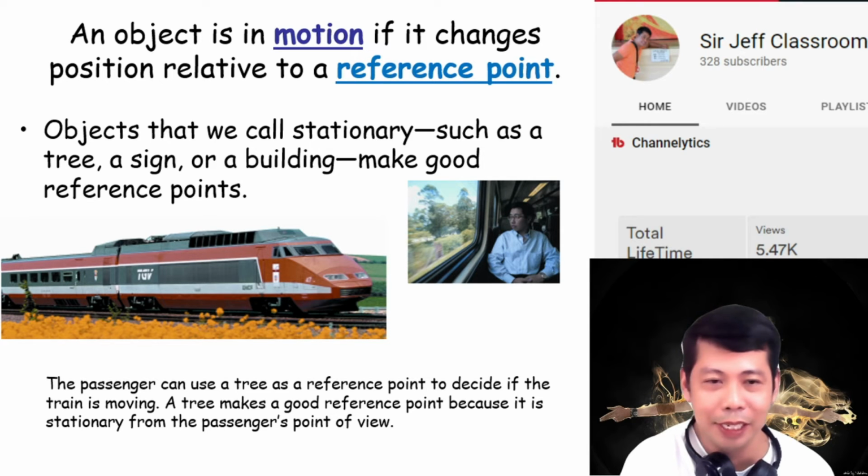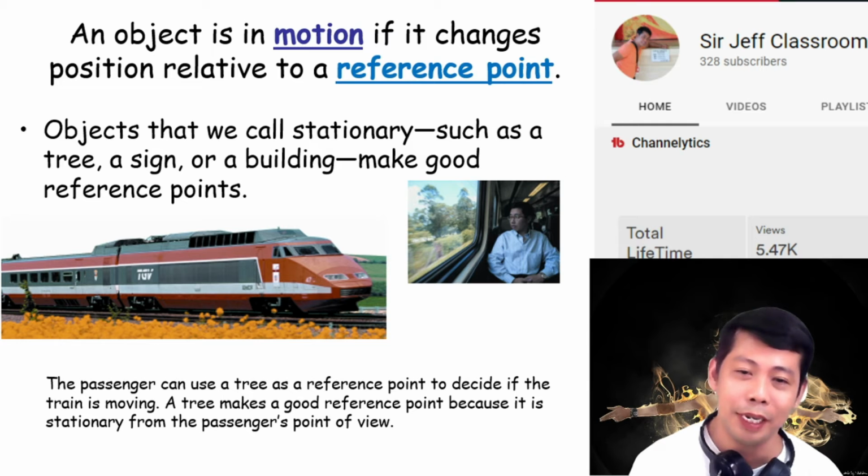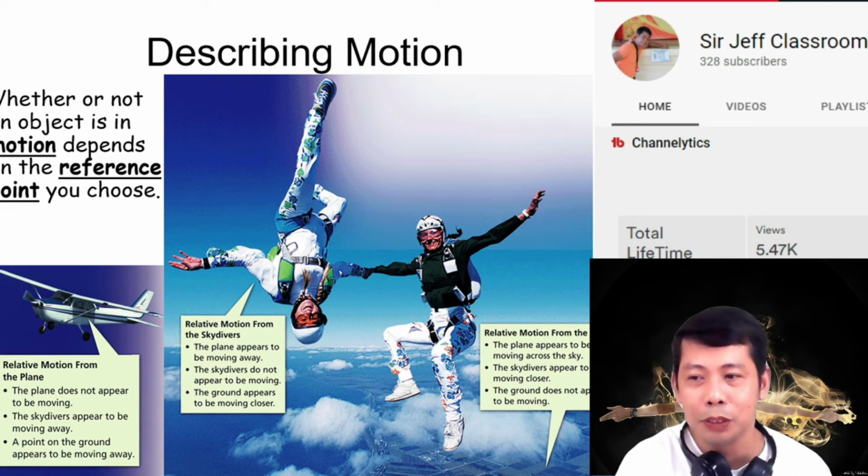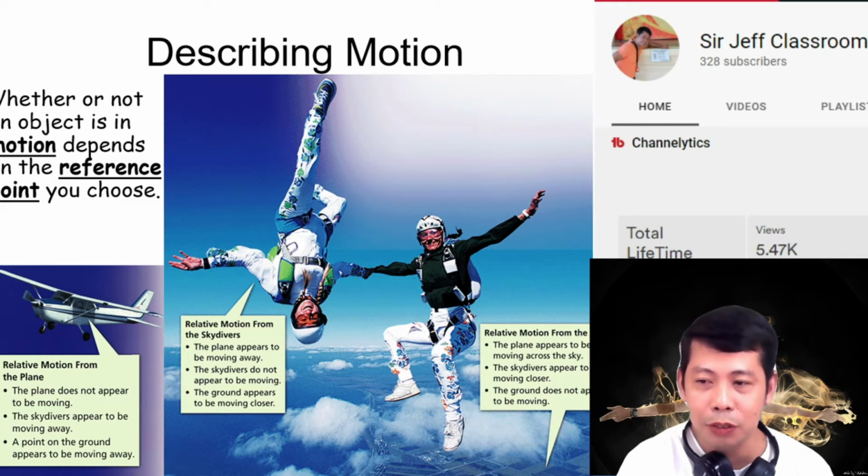So here, in our presentation, the passenger can use a tree as a reference point to decide if the train is moving. So, a tree makes a good reference point because it is stationary from the passenger's point of view. Makikita mo syempre, papalayo ka ng papalayo or papalapit ka ng papalapit sa isang reference point tulad ng puno. Tama nga naman. So, tuloy natin. In describing motion, whether or not an object is in motion depends on the reference point that you choose.